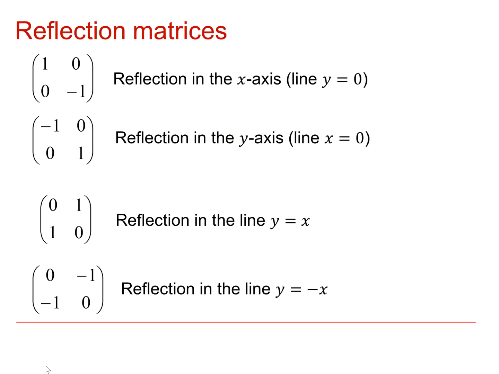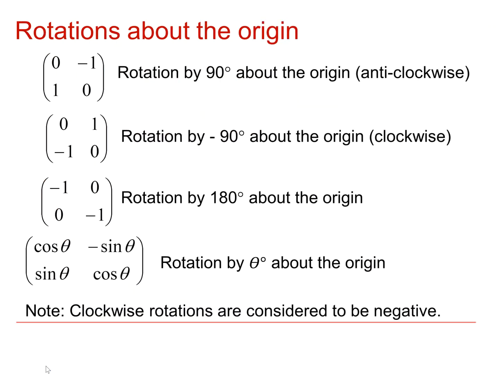Here are the reflection matrices you need to be familiar with. And these are the rotations. You don't need to memorize them, as you can work them out easily from the effect on (1, 0) and (0, 1). But it does help if you remember they all have two zeros and two ones, positive or negative. You may want to memorize the general rotation matrix, though. However, you can always check this with a quick sketch as well.